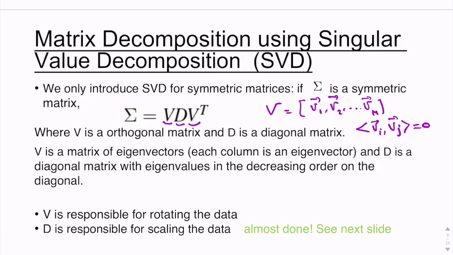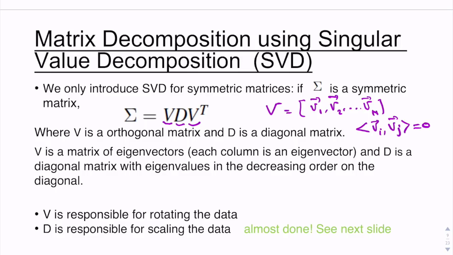D and V have two different tasks. The V matrix is responsible for rotating data, and D is responsible for scaling the data. We already talked about what rotation and scaling of our data are. Also, from another perspective, the columns of V, which we obtain after the singular value decomposition, are the eigenvectors of sigma, the covariance matrix.